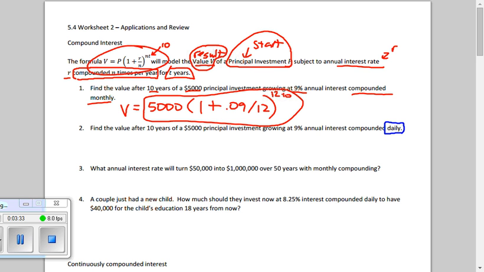So, okay, number 3. What annual interest rate will turn 50,000 into 1 million over 50 years with monthly compounding? Again, they've told you everything except one thing, and they said what rate. So you can tell that the rate is going to stay in R. Every other number they gave you. The main thing that was weird is they told you the ending value of 1 million. And do you remember that that goes over here?